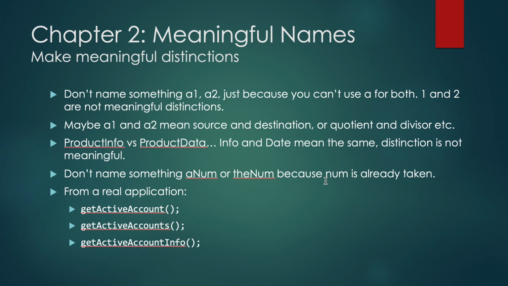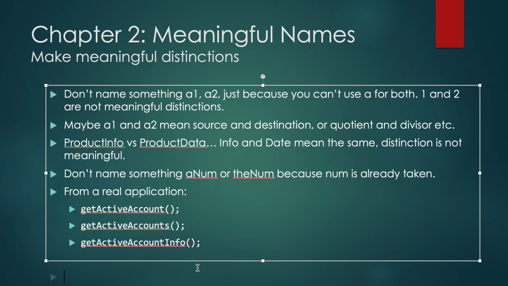So now, a similar example is, don't use prefixes like a num or the num, because num is already taken, right? Again, make meaningful distinctions between what these numbers represent. And these are some examples from a real application: get active account, get active accounts, get active account info. How do I know which one to call, which one to use, right? If I see these methods in a class or an interface, I'm like, what the hell is the difference between these? The names don't make it clear how these are supposed to be used differently.